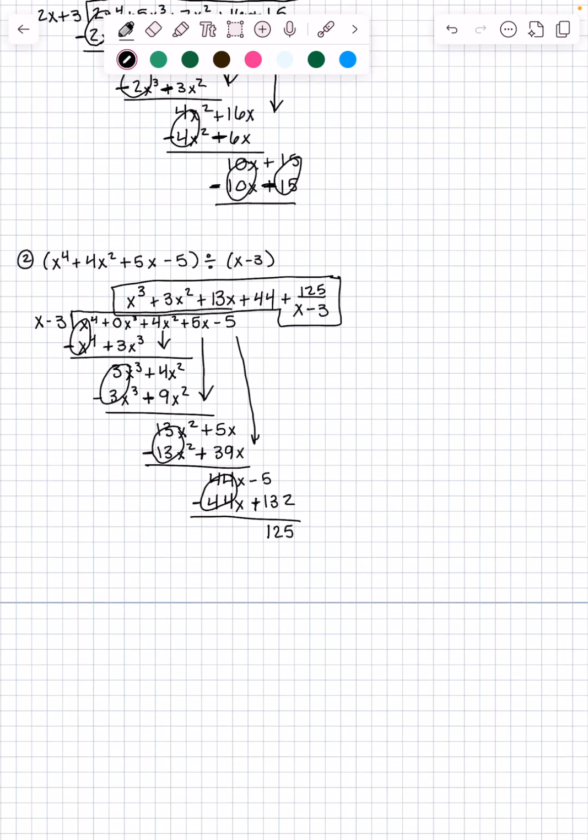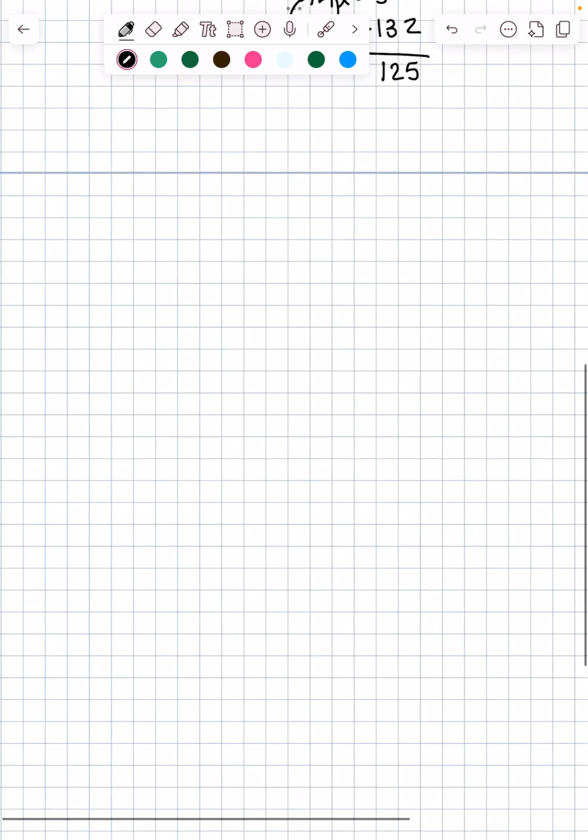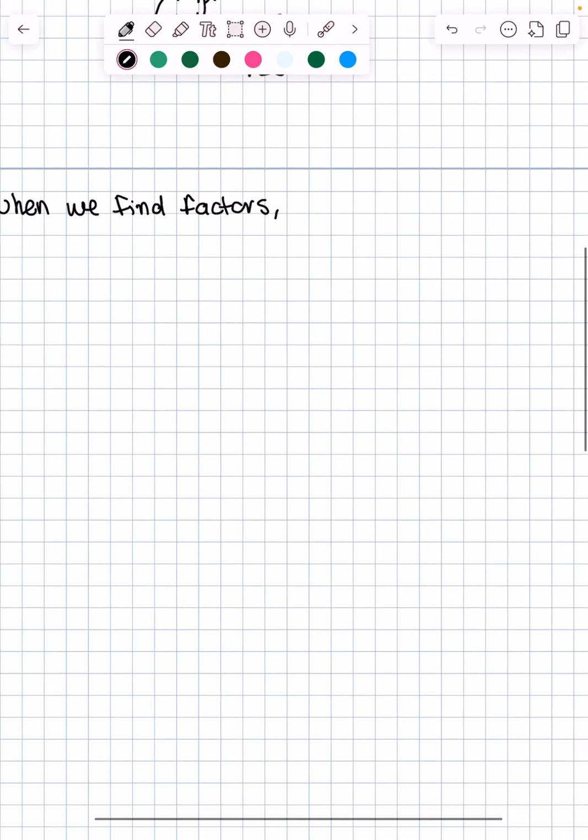Okay, now let's get into some new stuff. So let's recall, when we find factors of a polynomial, so basically when we're solving for x for a polynomial, we are finding zeros or x-intercepts on a graph.